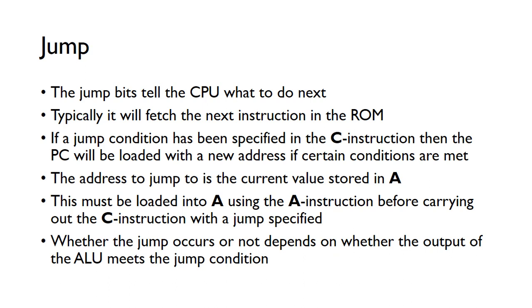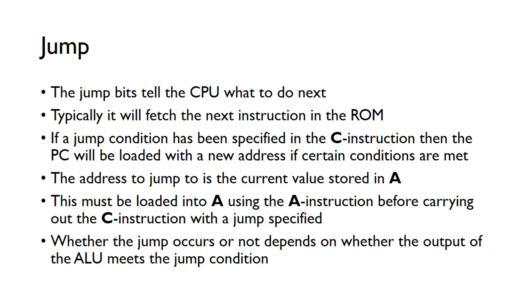The jump bits tell the CPU what to do next. Typically it's just going to be fetching the next instruction in the ROM. As it executes the code, it'll go instruction 1, 2, 3, 4, 5, 6, and so on. But if certain conditions are met, we might need to do a jump, which will be specified in the C instruction. If the jump is going to occur, then we're just going to load the program counter with a new value. So we might do 5, 6, 7, 8, 15, 16, 17.